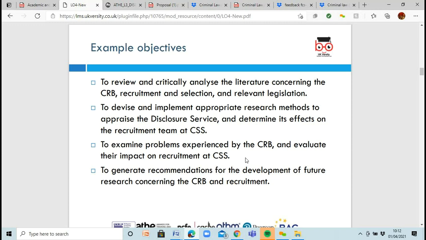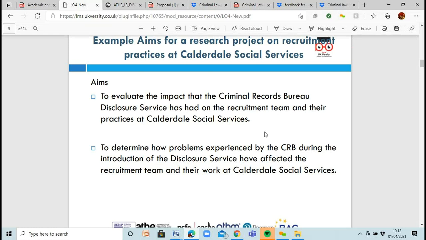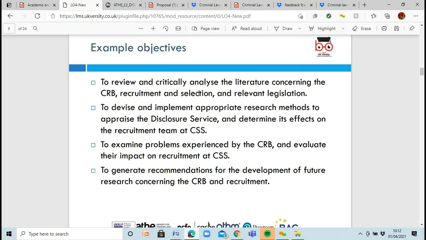Now, for example, if we were looking at doing this as a research project, first you put down what your aim is and you say, I'm going to be researching, and then you put your title down. Then you're going to say, this is the aim of my research, and I will be determining the problems that have been experienced by the CRB. So you put down this type of information. And then you'd go through, these would be each of the questions that you would be researching.